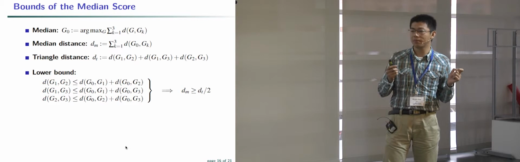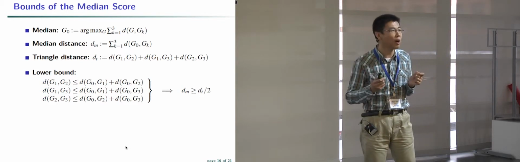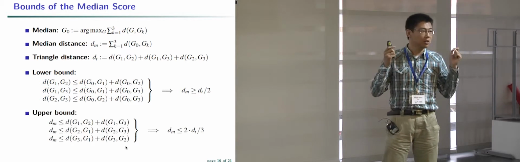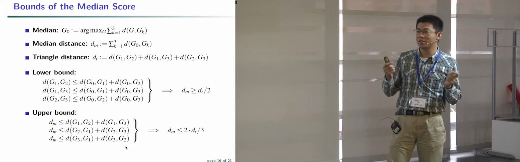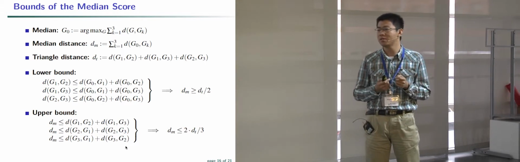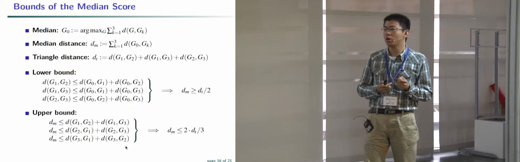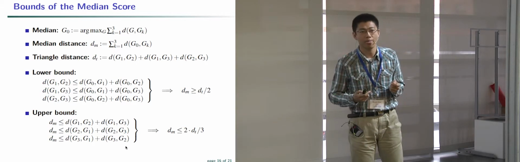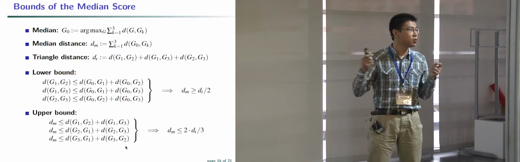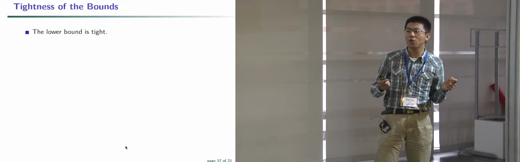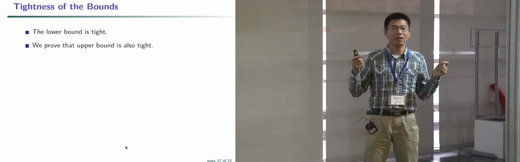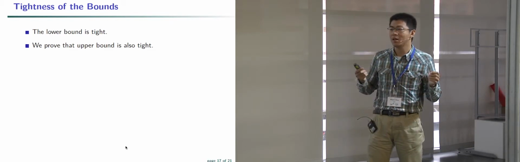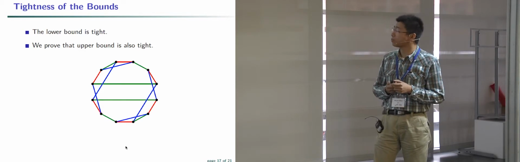So we want to build the connection between the triangle distance and the median distance. Due to the triangle inequality, we have a lower bound of the median distance, which is half of the triangle distance. And each genome also gives an upper bound of the median distance, which is 2/3 of the triangle distance. So we have two simple bounds. One question is, are these two bounds tight? We already know that the lower bound is tight, and an example can be constructed very easily. And now we prove that the upper bound is also tight by providing such a tight example.